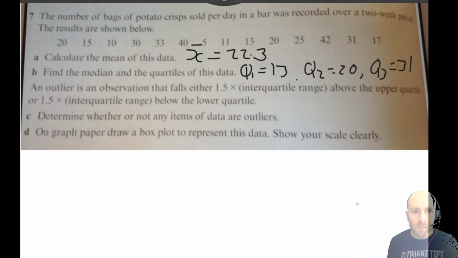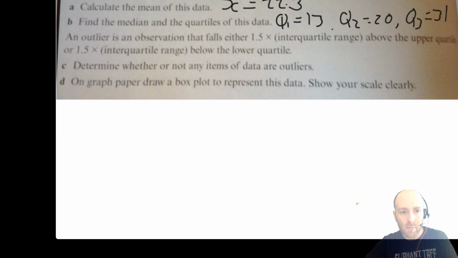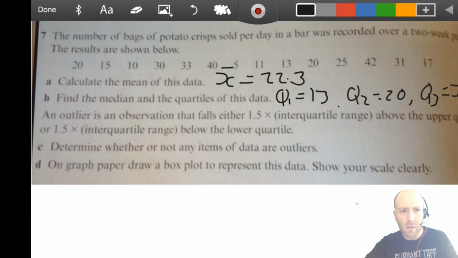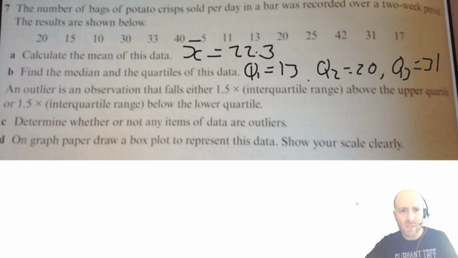All right. So an outlier is an observation that falls either 1.5 times the interquartile range above the upper quartile or 1.5 times the interquartile range below the lower quartile, as we said the other day. I'm going to try and fit this window a bit better. As I said, a few technical difficulties today. Okay, cool.